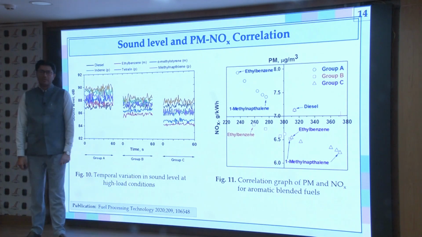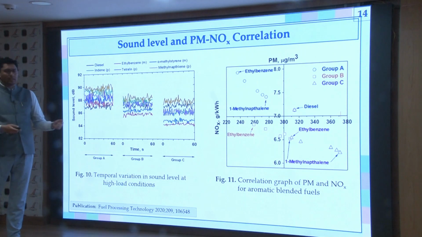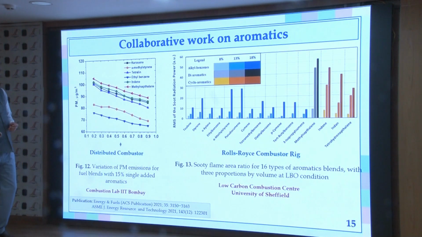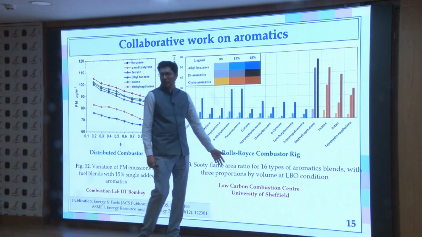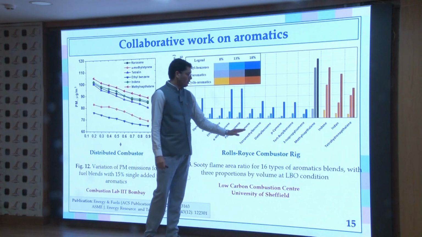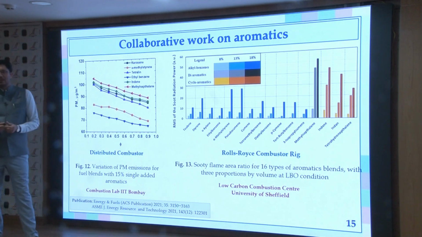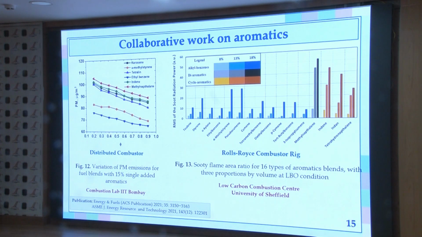We are also performing some seal compatibility tests nowadays at the University of Alabama to see how ethyl benzene impacts the seal swelling. So this is collaborative work on the same aromatics. We have tested this in a distributed combustor. Dr. Saurabh Sharma did this work, and we found a similar trend. Then we did this work at the University of Sheffield with a Rolls-Royce combustor rig, and we found that here also we have better results for the monocyclic aromatics. The main reasons are the carbon chain and the physiochemical properties.